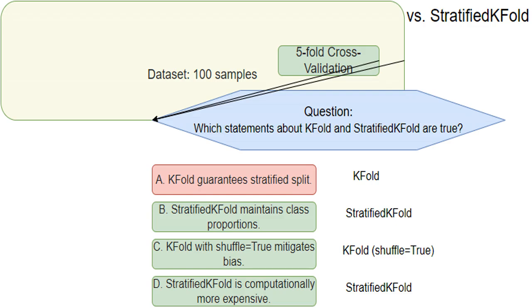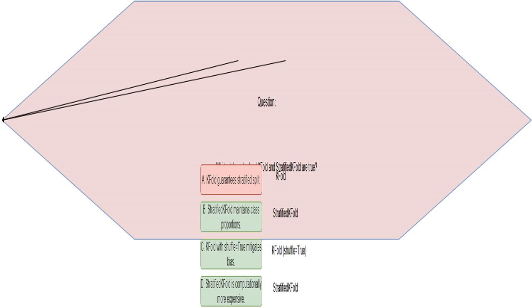This question tests your understanding of how KFOLD and STRATIFIED KFOLD work in Scikit-learn for splitting data in cross-validation. I'm asking you to identify which statements correctly describe their behavior and differences. This statement is false. K-fold simply divides the data into consecutive chunks. It doesn't ensure that each chunk has a representative sample of each class.